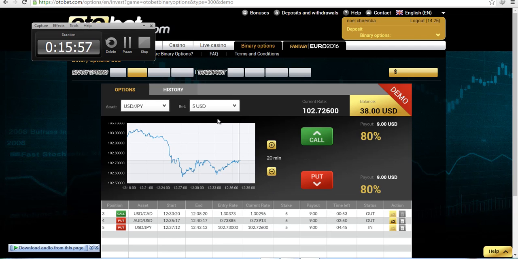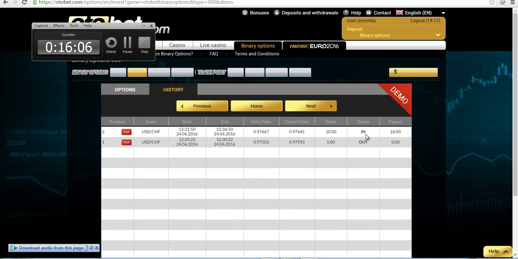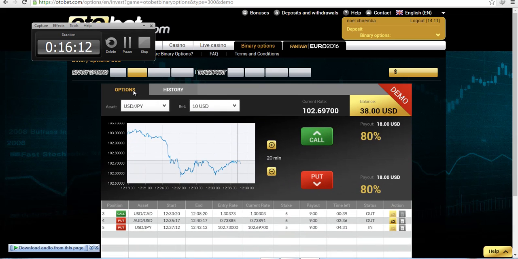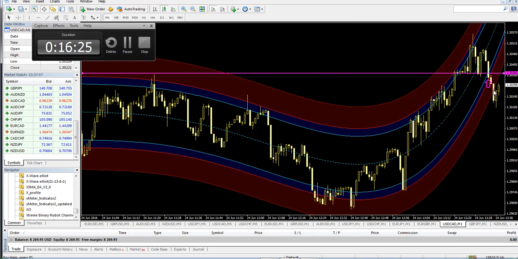So here I just have to prepare for the next trade. It has to be $10. So if I go to my history again, I won the $10 one, means I got back my loss. So this is just a simple money management strategy where you just get back your losses, and at the end of the day you make profits. So this is USD CAD, the one which went out of the money.